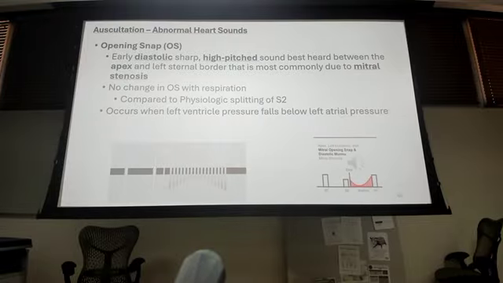But we talked about opening snaps being a diastolic sound, and we talked about how this might be present in a condition like mitral stenosis, where there is that resistance of that valve opening during diastole, and you get a turbulent blood flow from that. So you kind of get that resistance to opening, it finally opens, you get that snap sound, and then you hear the turbulent blood flow leading to the murmur.